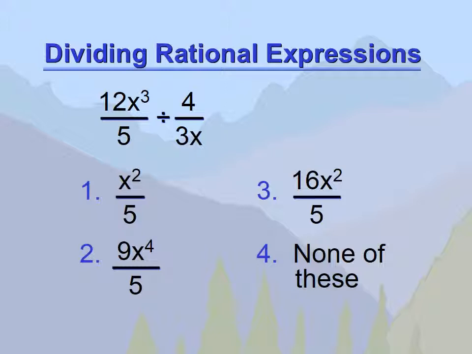So when you have flipped, the 4 goes into 12 3 times. So I know that I'm going to have a 3 on the top and 5 on the bottom, which none of these have that. Oh, I'm sorry. We still have the times 3, and 3 times 3 is 9. So we're going to have 9 on the top. And then we'll have x³ times x, which means we'll have x to the 4th.